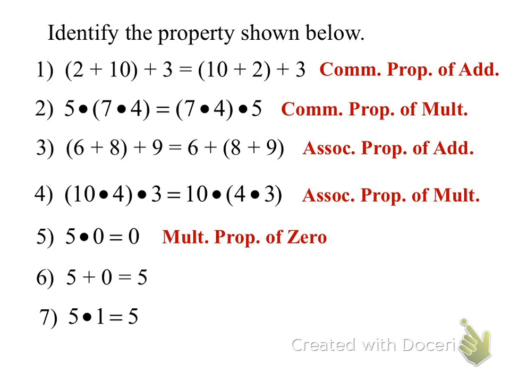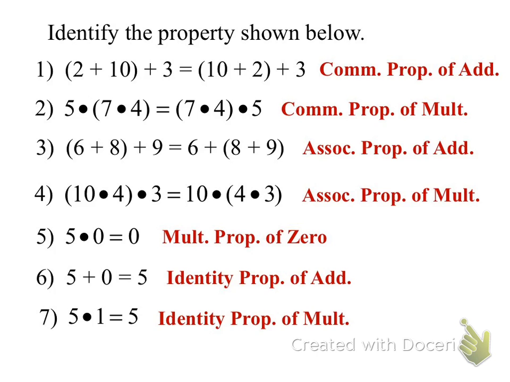Not addition property of 0. Identity. What you start with, you end up with. Okay, and what about this one, number 7? Micah? Identity property of multiplication. Good. And that's our lesson.